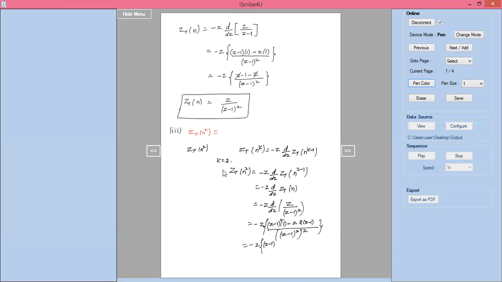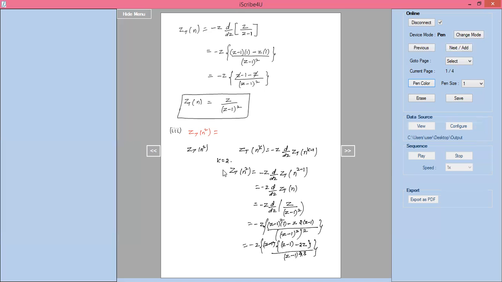So if I take Z minus 1 outside, what remains inside is Z minus 1 minus 2Z, divided by Z minus 1 whole power 4. If you cancel this Z minus 1 against the power, you will get Z minus 1 whole cube.